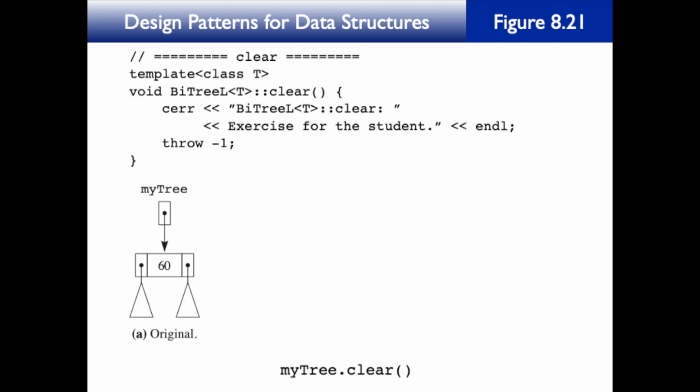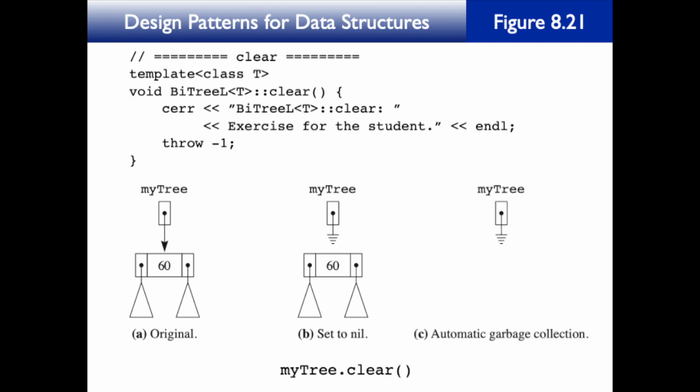Let's see the effect of executing myTree.clear, where myTree has a root whose data is 60. All you have to do is set myTree._head to the null pointer. And then the magic of automatic garbage collection takes over and the tree is cleared. Previous versions of the DP4DS distribution that did not use shared pointers required the programmer to manually clear the tree.